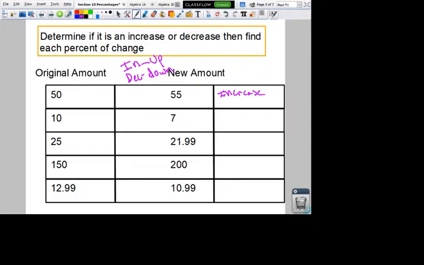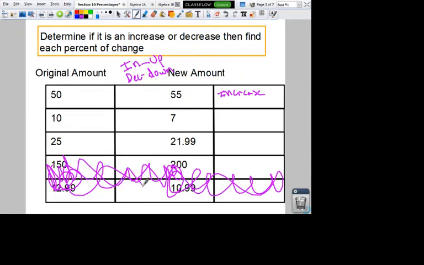And so let's actually just do the top 3. Let's not do these bottom 2, save a little bit of time. I guess you got lots of extra practice then. So just do the top 3. Tell me, are they increase or decrease? And then give me the percent of change.